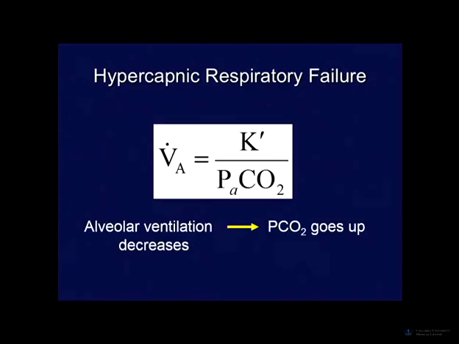And we're going to get back to that. So there's an inverse relationship between alveolar ventilation and carbon dioxide. We said hypoventilation, alveolar hypoventilation is equivalent to hypercapnic respiratory failure. So as alveolar ventilation decreases, CO2 goes up inversely.